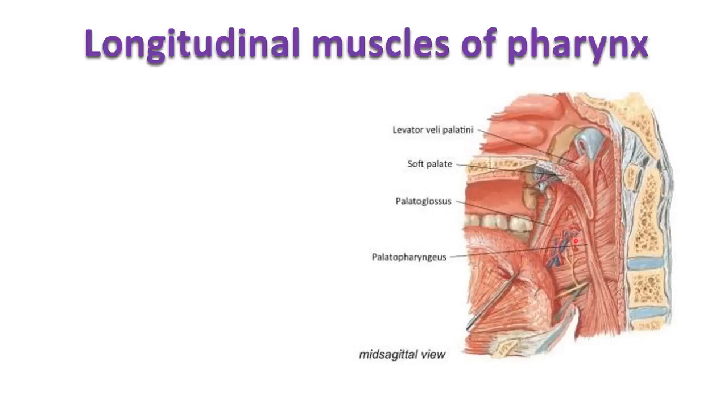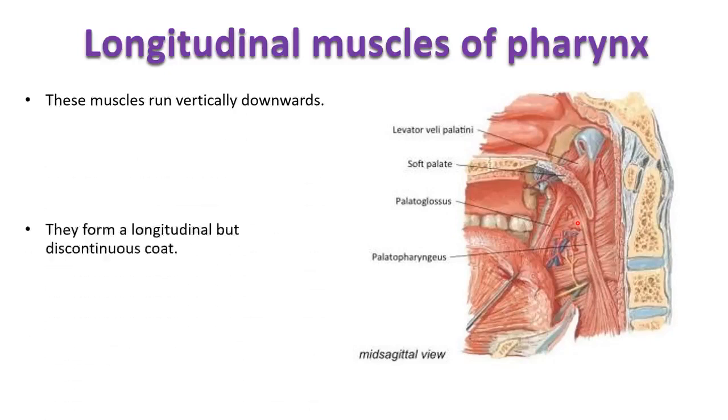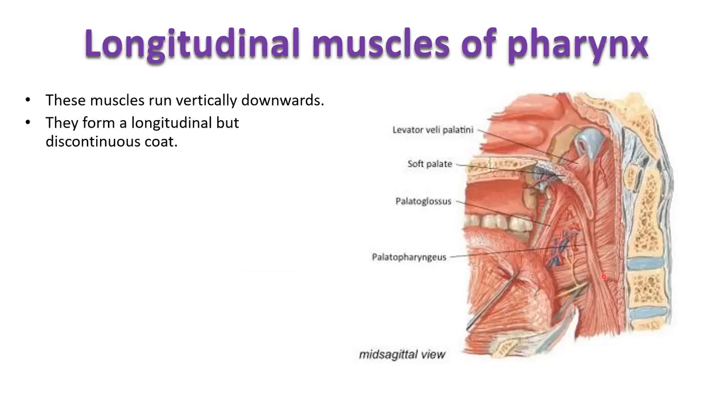Okay. Next, coming to the longitudinal muscle of the pharynx, it is present deep to the circular muscles, that is deep to the constrictors, and they don't form a continuous coat, they are only discontinuous. They form a longitudinal layer, but they are not present all over the wall. They are concentrated as only three longitudinal bands.